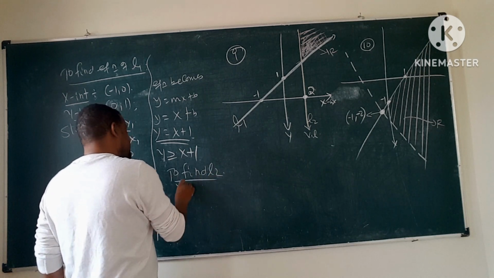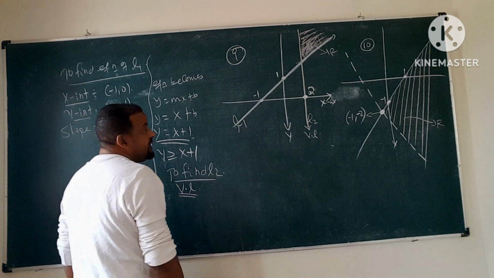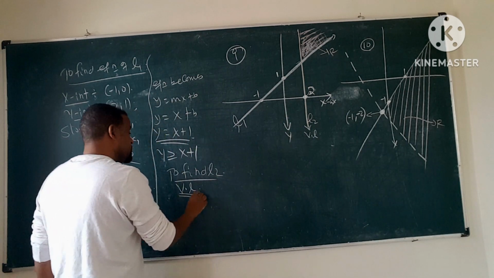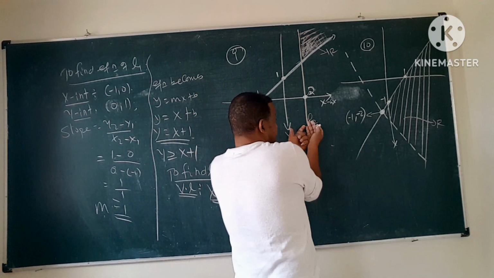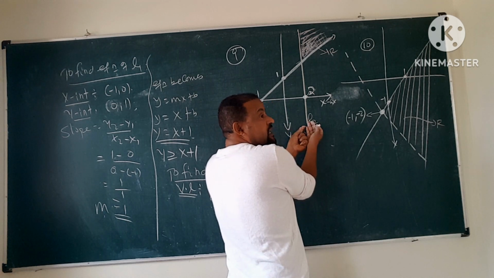L2, which is a vertical line, so the vertical line is at x = 2. It is a solid line, so we just use the greater than or equal, or less than or equal.